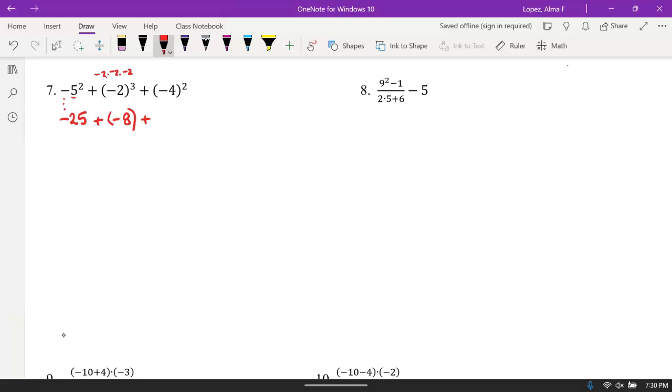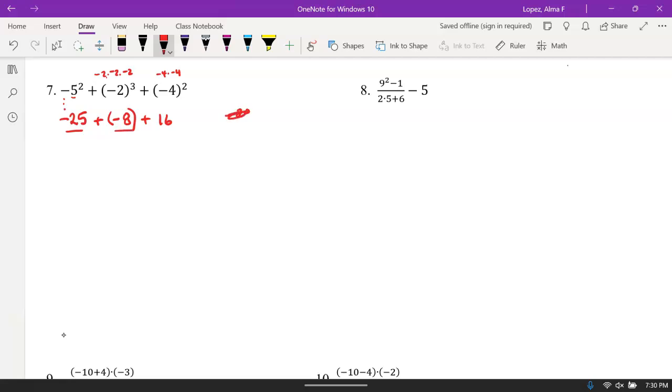Plus, on this one, we've got 2 negative 4s that are multiplied together. Well, 2 negative 4s is going to be a positive, isn't it? And this time the negative did get squared because it is included in parentheses, and 4 squared is 16. Now we've got nothing but addition and subtraction as we go from left to right. I'm going to add the 2 negatives together first.